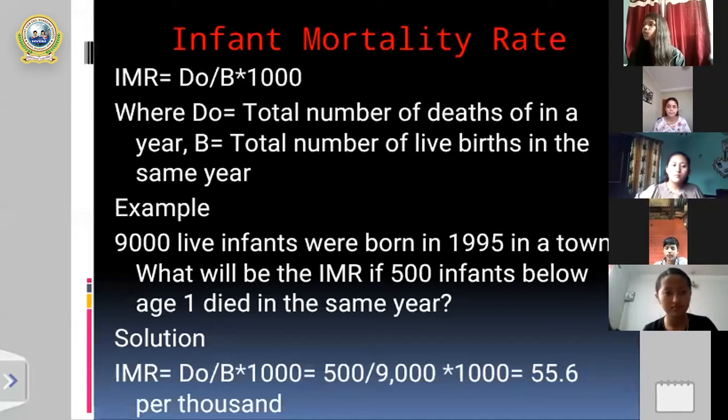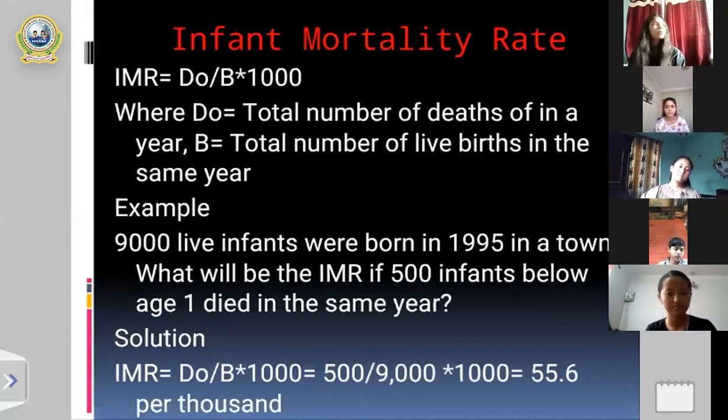Now to calculate the IMR, that's infant mortality rate, once again you can see the formula on the top of the screen: deaths by births multiplied by 1000 to calculate the IMR. Now total deaths, you can see the question paper now. What's the total deaths under the age of 1, below the age of 1? That means you can see the slide, 500, right? 500 infants below 1 died in the same year.